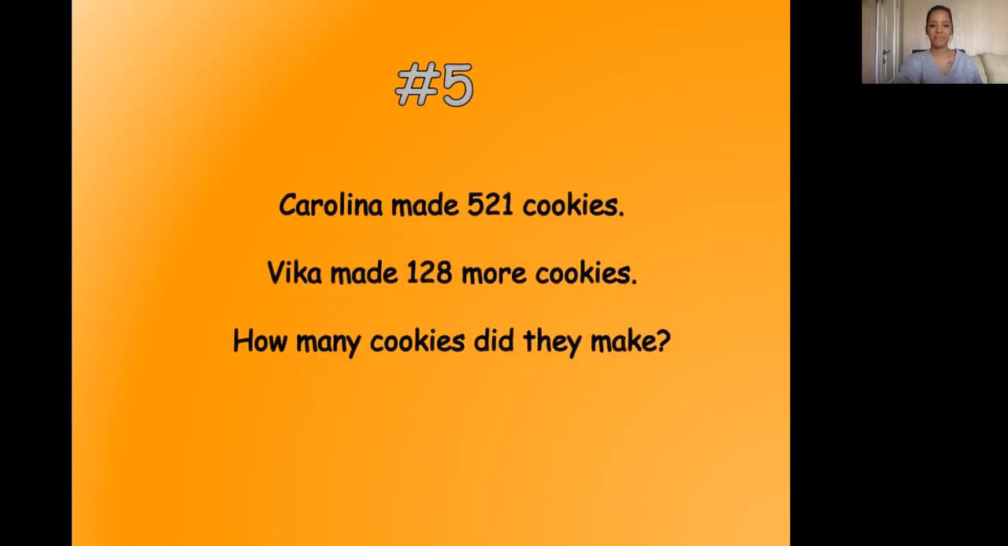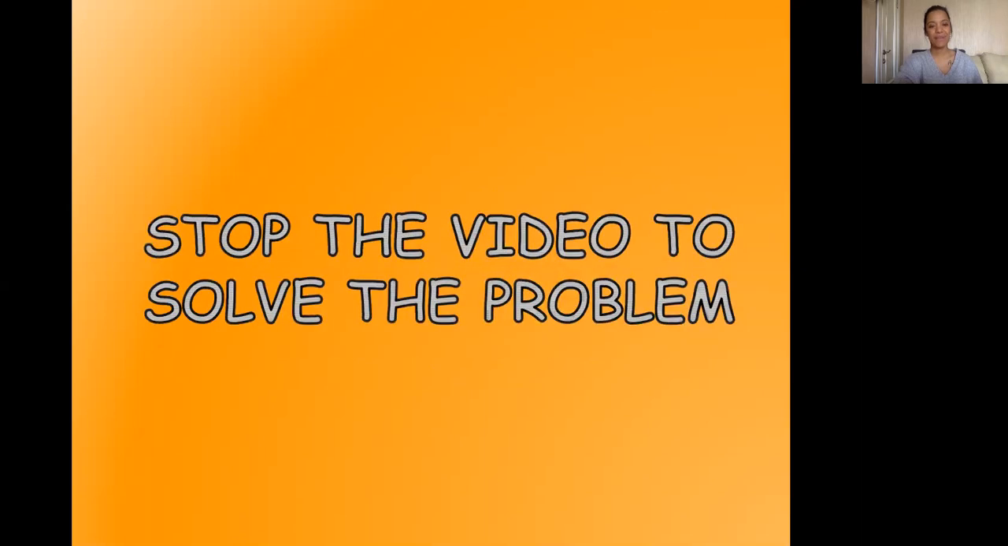Number 5, Carolina made 521 cookies. Vika made 128 more cookies. How many cookies did they make? Stop the video to solve the problem. Remember to just take your time with them, okay? And to take a picture and upload it to Dojo for me.